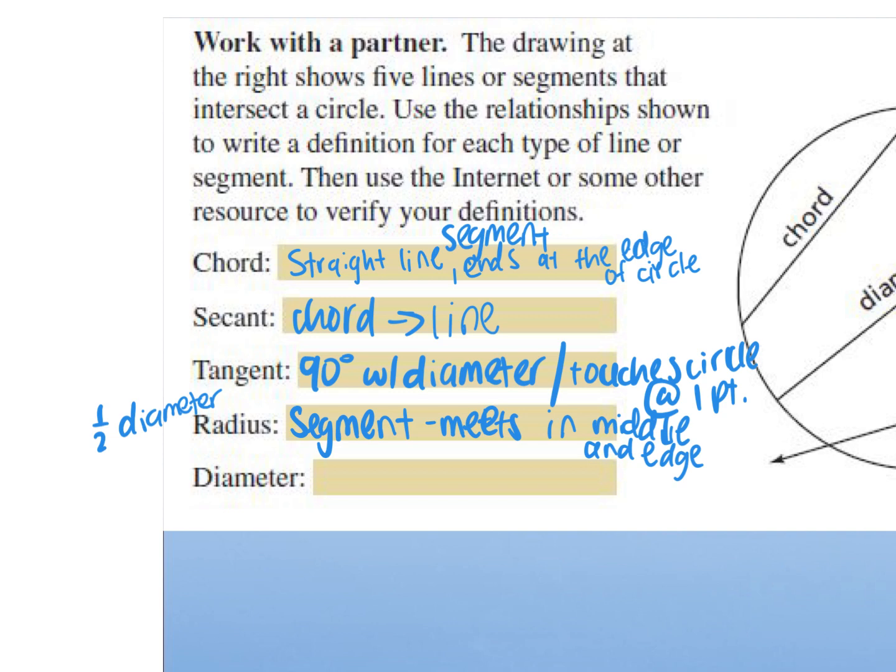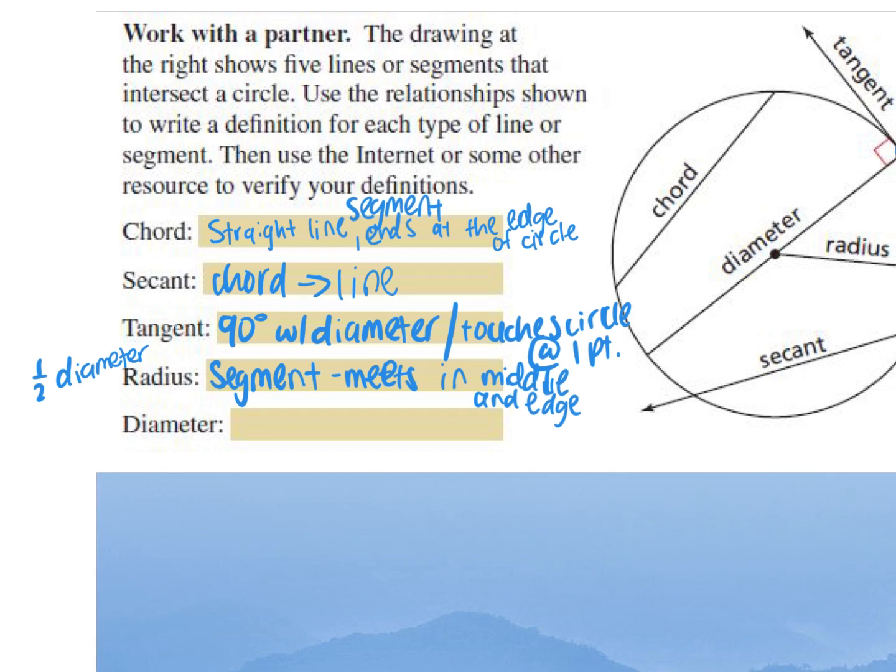All right, and then how would you describe a diameter? Go ahead, Cody. Cuts the circle in half. Okay, and it is a segment. Very good. Now, I'm going to update this definition for diameter. Do you agree that it is a chord? But what's so special about the chord? It passes through the middle.